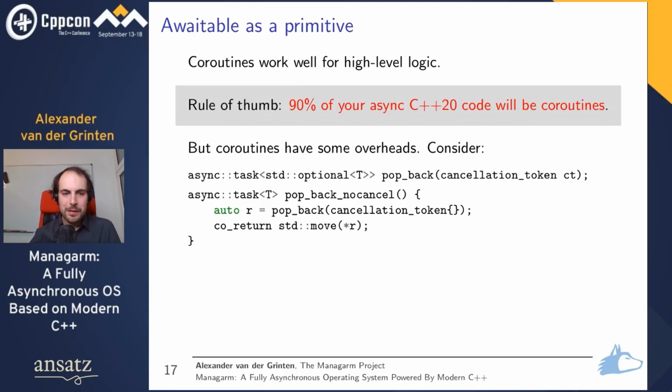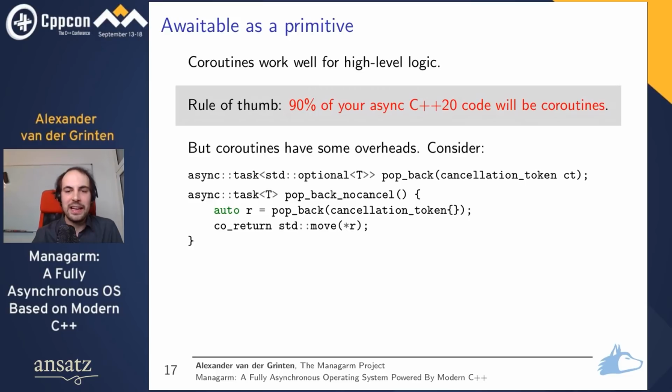So now I'm looking at an example of an async queue. Remember that we've used an async queue before in an example. And now I'm going to look at how we can implement such a popback operation of an async queue. And actually, I'm going to cheat because I'm going to assume that I already have a popback operation that can be canceled. And all that I want to do is construct a popback operation that cannot be canceled.